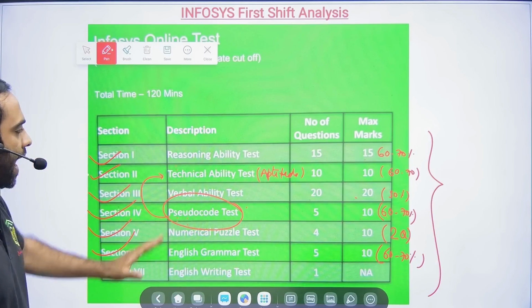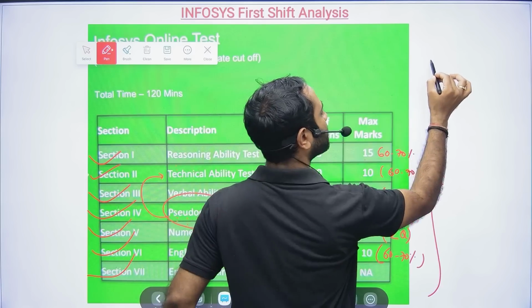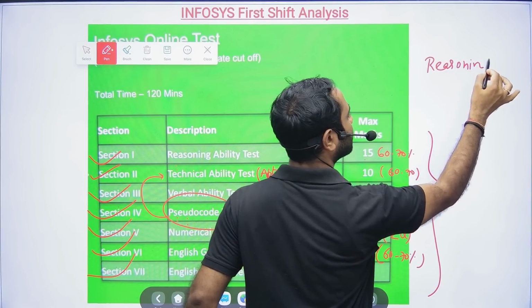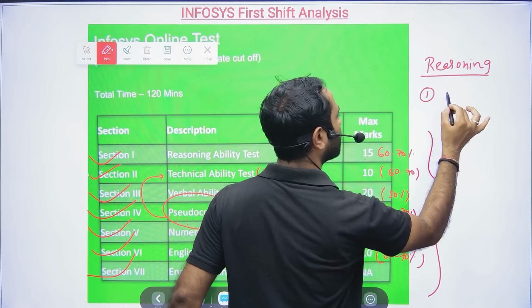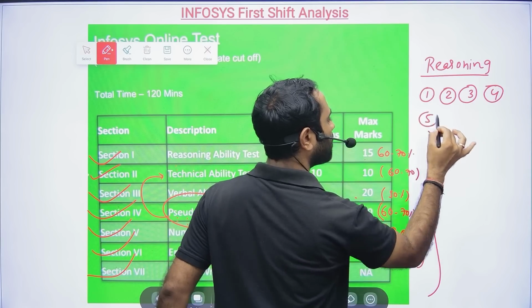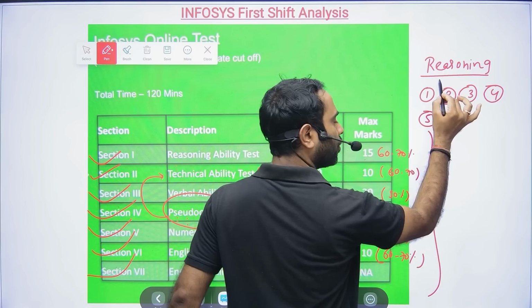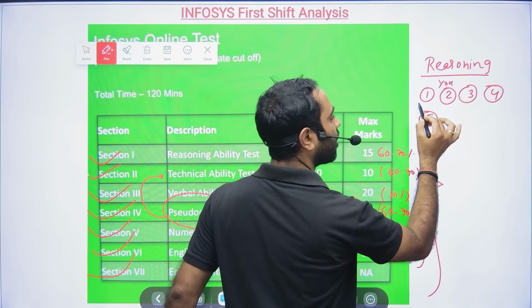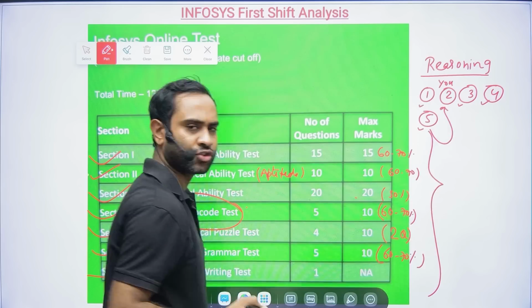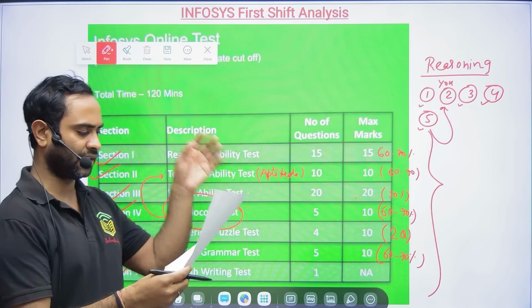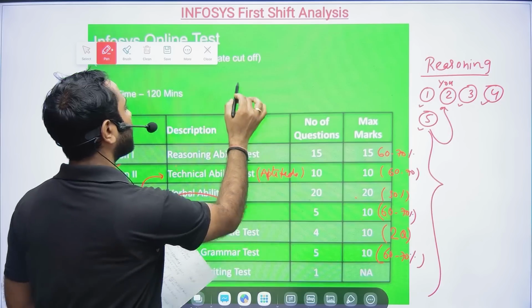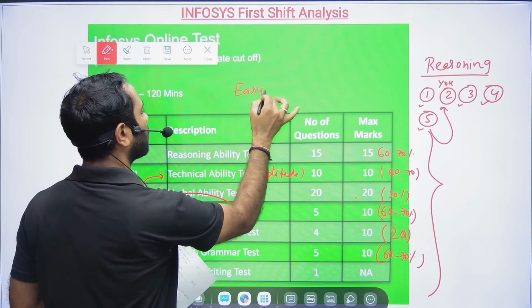Now suppose you are writing the reasoning section. Here are question numbers 1, 2, 3, 4, 5. If you are not able to answer question number 2, you solve 1, 3, 4, 5, and then you can come back to question number 2. That option is there, so you can come back and go to the next question. That is not a problem. And the exam was overall easy to moderate.